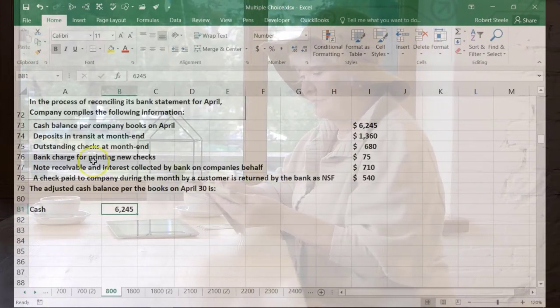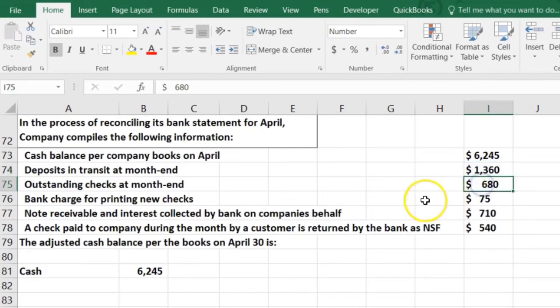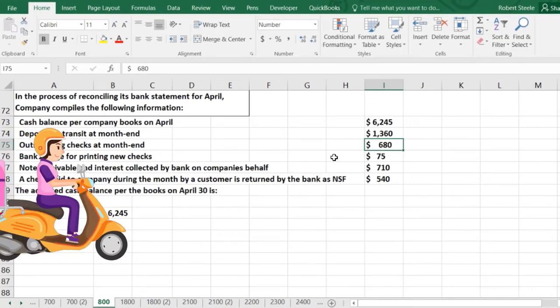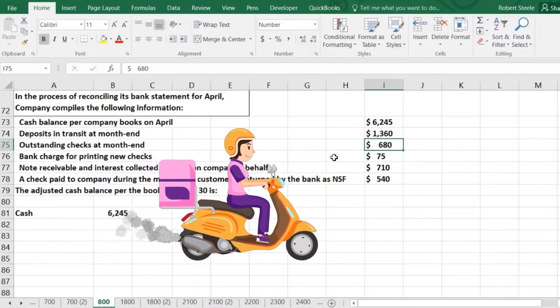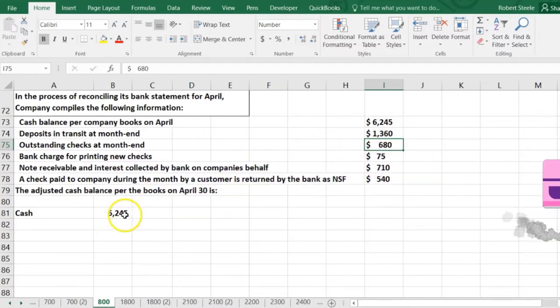Then the next one says outstanding checks at the month end. Well, that's the same thing on the other side, meaning we're right. We know we wrote the checks and they got sent out. It's just the fact that the bank doesn't know about it yet. And therefore, the bank balance is what needs to be adjusted, not our balance. We're not going to fix our balance for that.